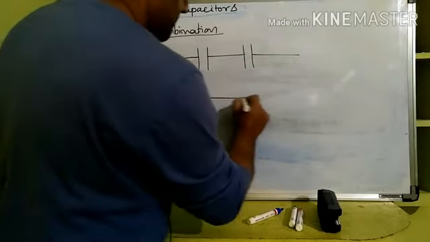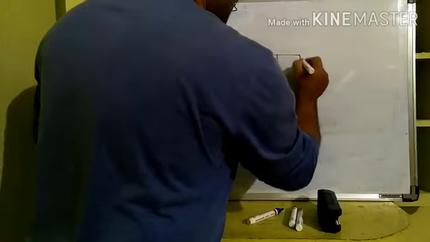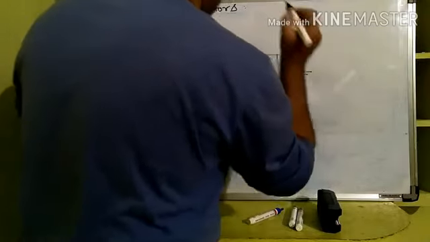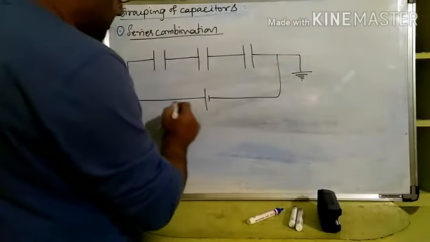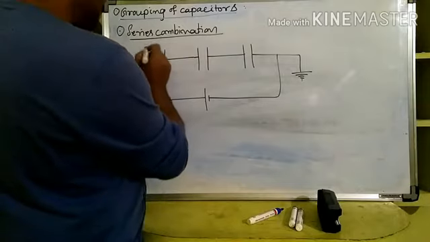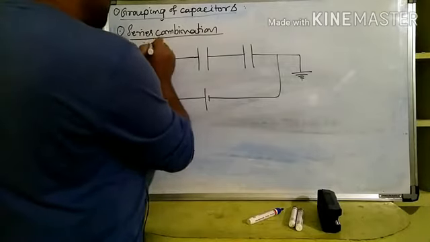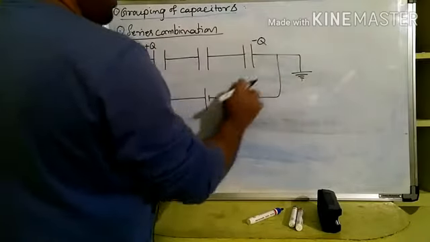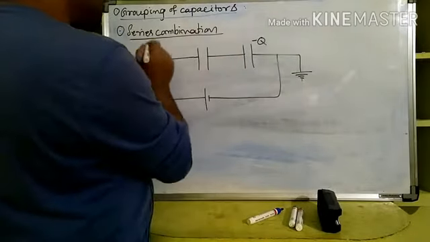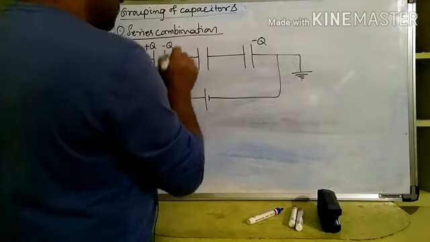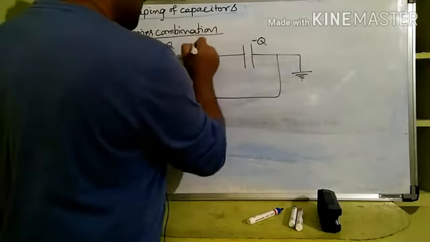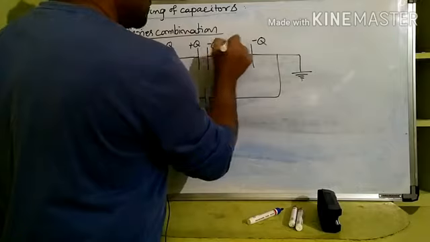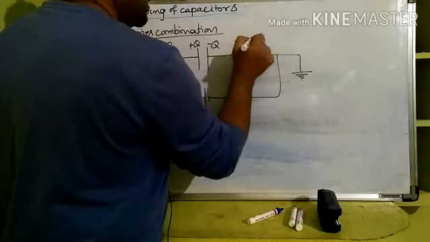Let us say charge is supplied and this end is earthed as always. Now see, if charge Q is supplied over here, this side will become plus Q and this side will become minus Q, right? Now if this side has become minus, then the next one will be plus Q, and this will be minus Q, this will be plus Q, and so on.